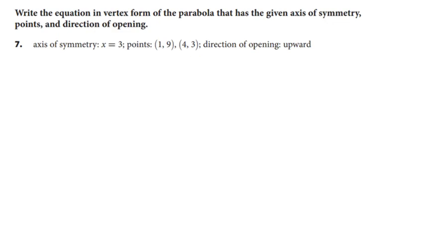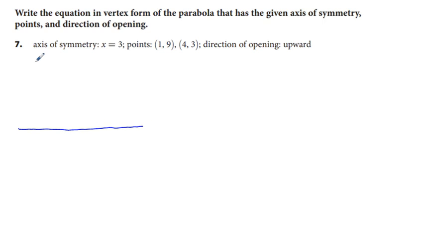Now we go to this next set, 7 through 10. Write the equation in vertex form of the parabola that has a given axis of symmetry, points, and direction of opening. And so we have an axis of symmetry at x equals 3 and points 1, 9 and also 4, 3 and direction of opening upward. So we have a lot of room here, so I'm going to just sketch it here.